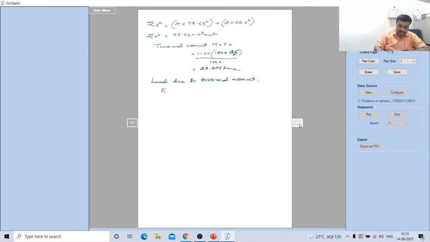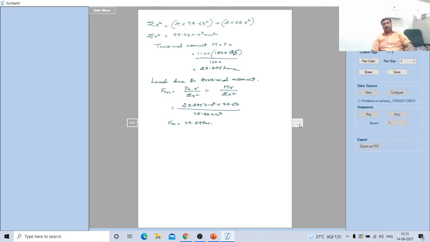So Fm is equal to P e R divided by sigma R square, or you can write M R divided by sigma R square. Directly you can take this, no problem. So 23.375 into 10 power 3 into R, which is 97.63, and the summation of it is 45.93 into 10 raised to 3. So your Fm will be 49.67 kilonewton. So now I have got the load due to direct shear and the load due to torsional shear.